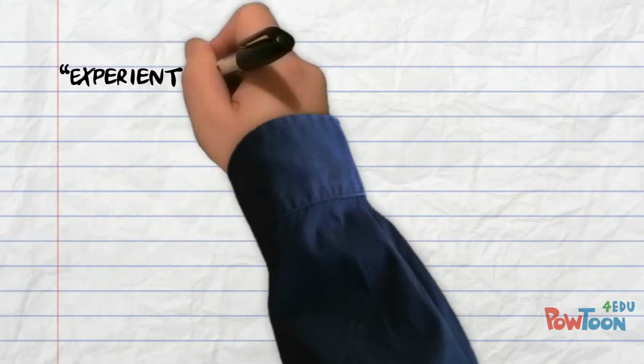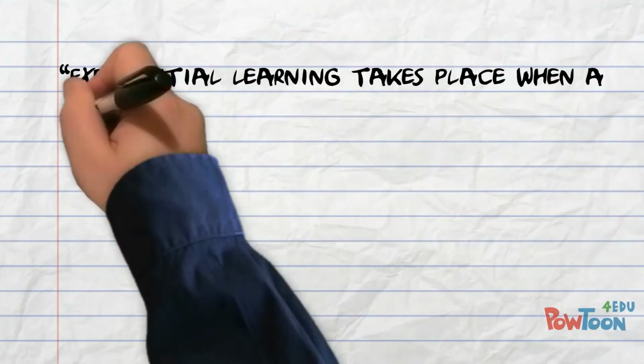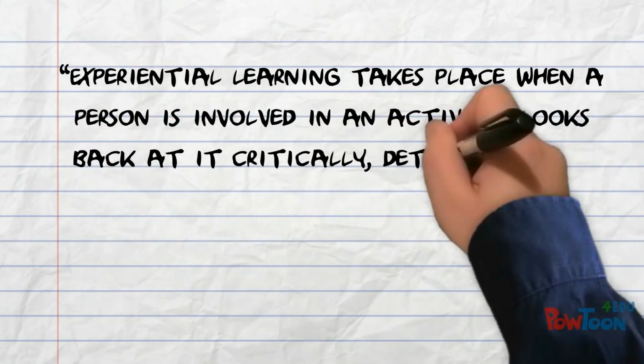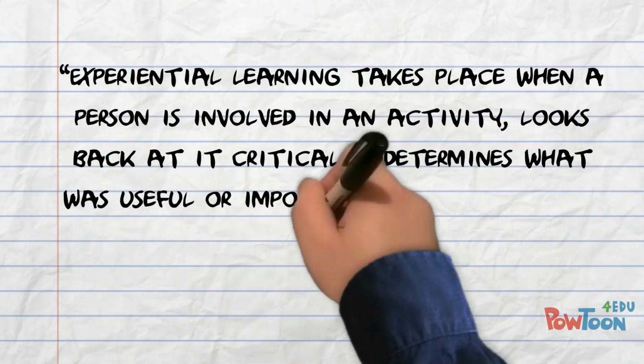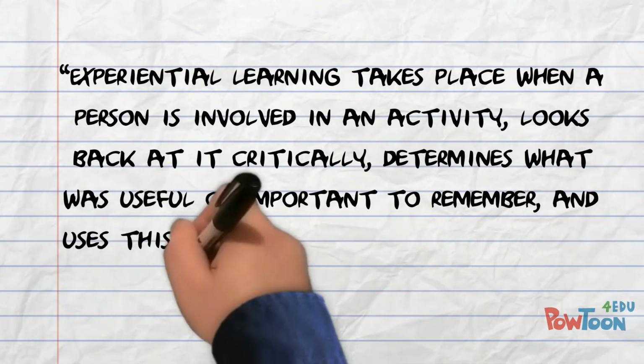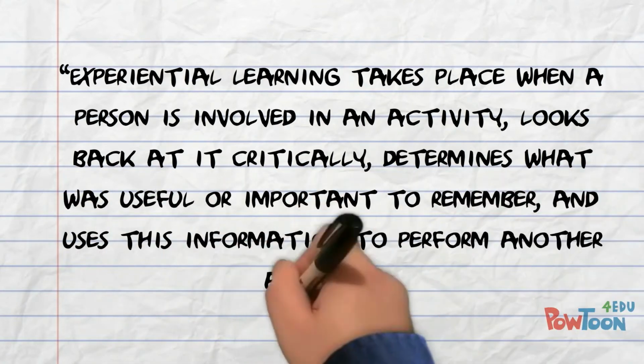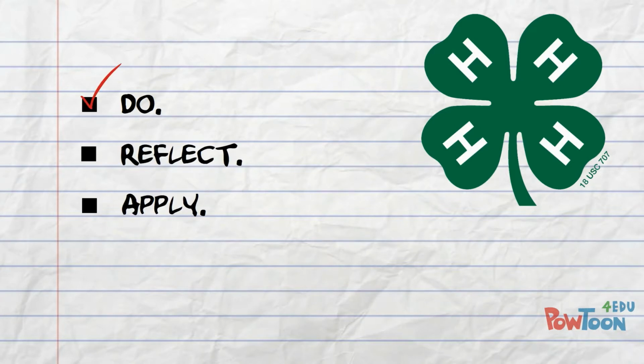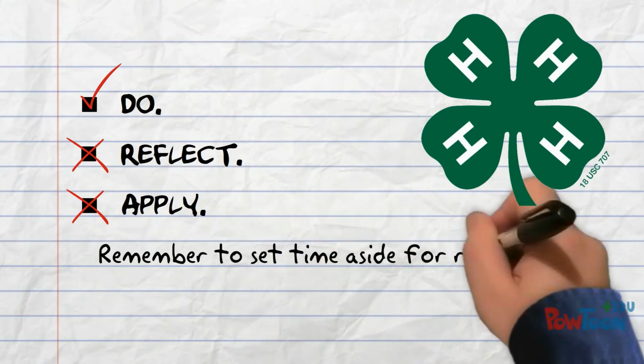So in a nutshell, experiential learning takes place when a person is involved in an activity, looks back at it critically, determines what was useful or important to remember, and uses this information to perform another activity. Now you can see why providing an experience alone doesn't constitute experiential learning. There's just so much more to be achieved.